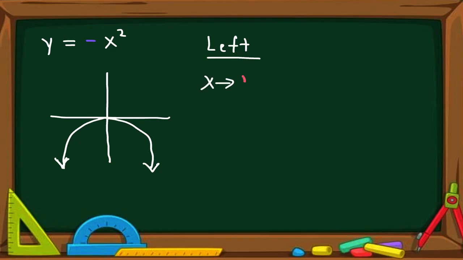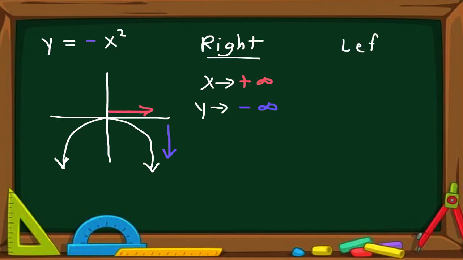So let's start with the left side. As x approaches negative infinity, what happens to y? Well, as we go towards the left, we can see that the y values are becoming more negative. y approaches negative infinity. Now for the right side, as x goes to positive infinity, y goes up. It goes towards positive infinity as well. So that's the end behavior for positive x cubed.